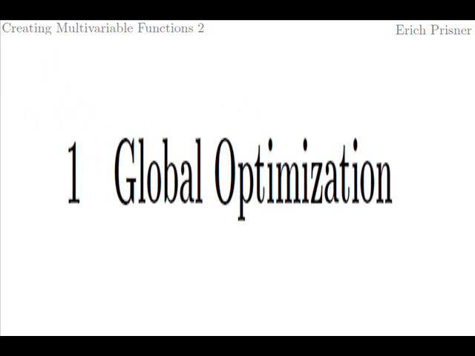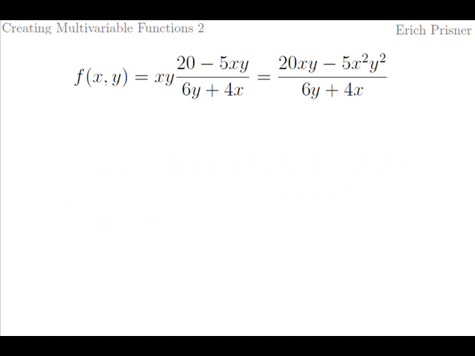Let's first solve the problem using global optimization. In the first part of the lecture we found that the target variable volume depends on the two choice variables x, the width, and y, the depth, as follows. f of x y, the volume, equals x y times (20 minus 5xy) divided by (6y plus 4x), and this can be simplified into (20xy minus 5x squared y squared) divided by (6y plus 4x).